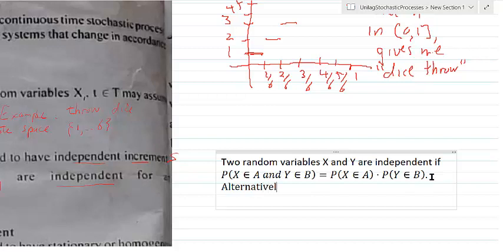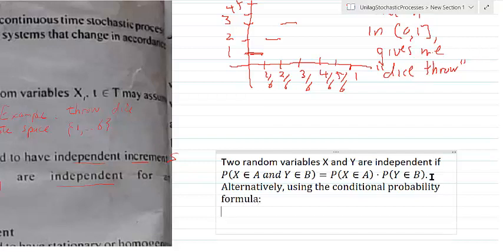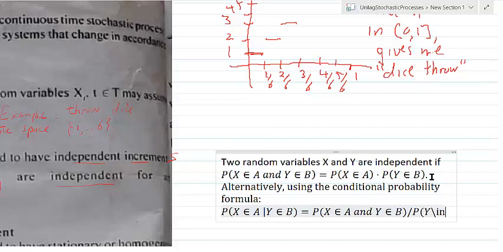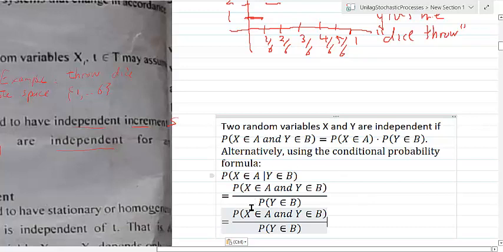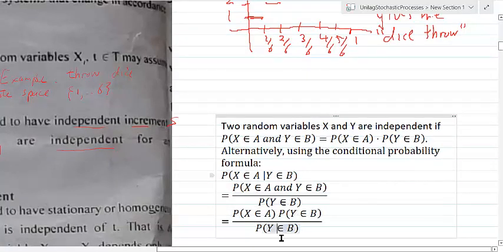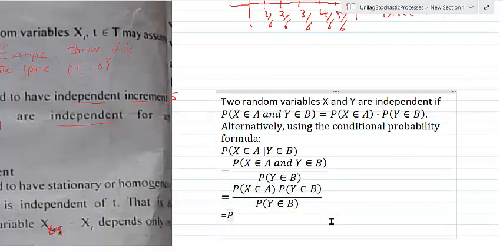Alternatively, using the conditional probability formula, if you remember it, the probability that X is in A given Y is in B is equal to the probability that X is in A and Y is in B, divided by the probability that Y is in B. According to this up here, I can rewrite this as the probability X in A times the probability that Y is in B. So you see the probability that Y in B cancels. So this is just equal to the probability that X is in A.